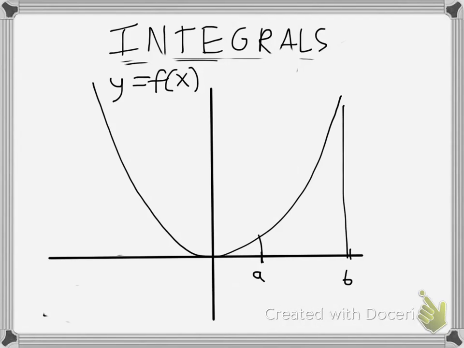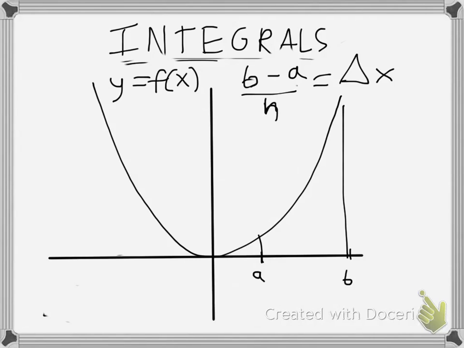I'm going to break it up into n number of rectangles, so it would be b minus a over n. So we don't know how many rectangles we want to break it up into. We're going to break it up into n rectangles. So the width of each rectangle would be b minus a over n. So that equals delta x, or the width of each rectangle.